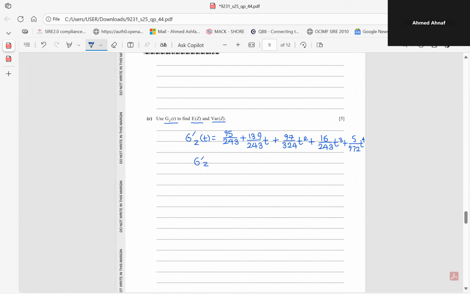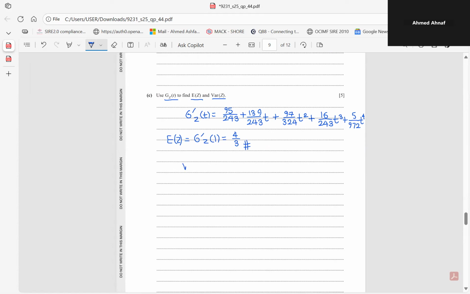So G prime Z(1) is equal to the expectation of Z. Just substitute everything, or just add up the coefficients. That will also do just fine. It's 95 over 243 plus 139 over 243 plus 97 over 324 plus 16 over 243 plus 5 over 972. You'll get 4 over 3. So this is E(Z).